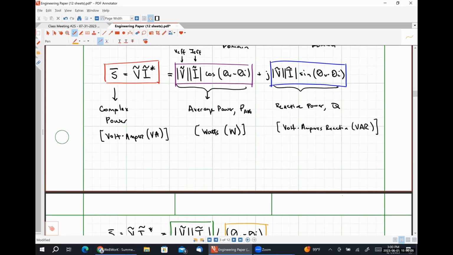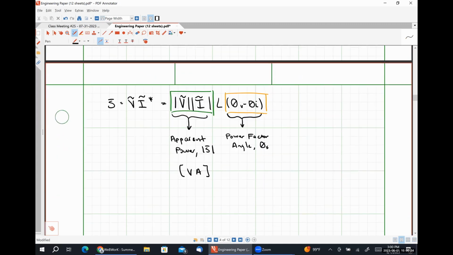This seems like a lot. I'm going to help you guys figure out what's going on here, and effectively make you never need to use any equation but this one by introducing a simple visual diagram of what's going on. And this is what's called the power triangle.